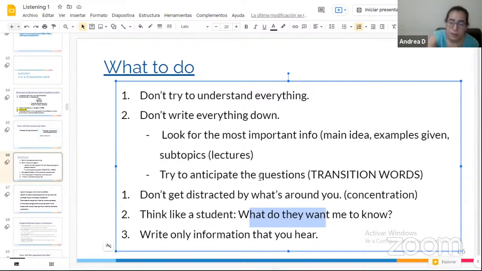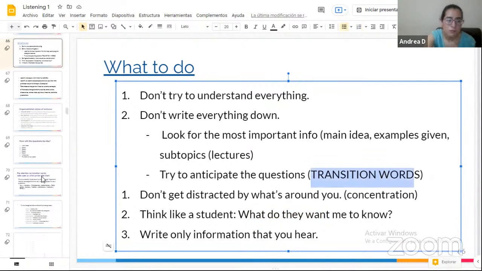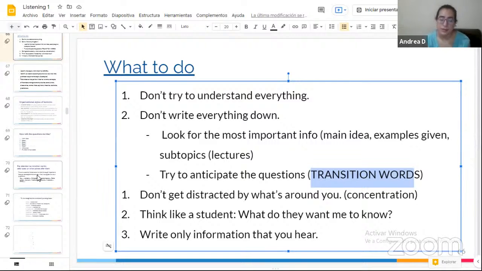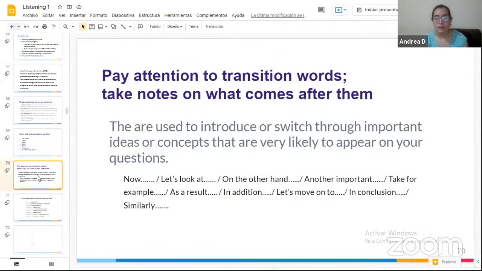One more, pay attention to transition words. They're going to help you big time because they show you how everything is connected. So if you have something like, okay, now let's look at, or on the other hand, or another important, as a result, let's move on to, in conclusion, by contrast, pay attention to those transition words. They will let you know how the lecture is organized.